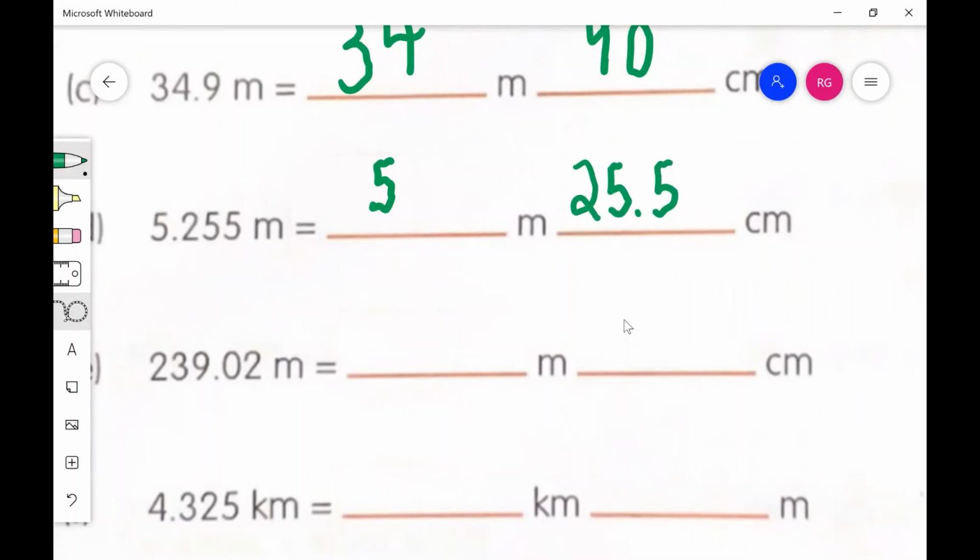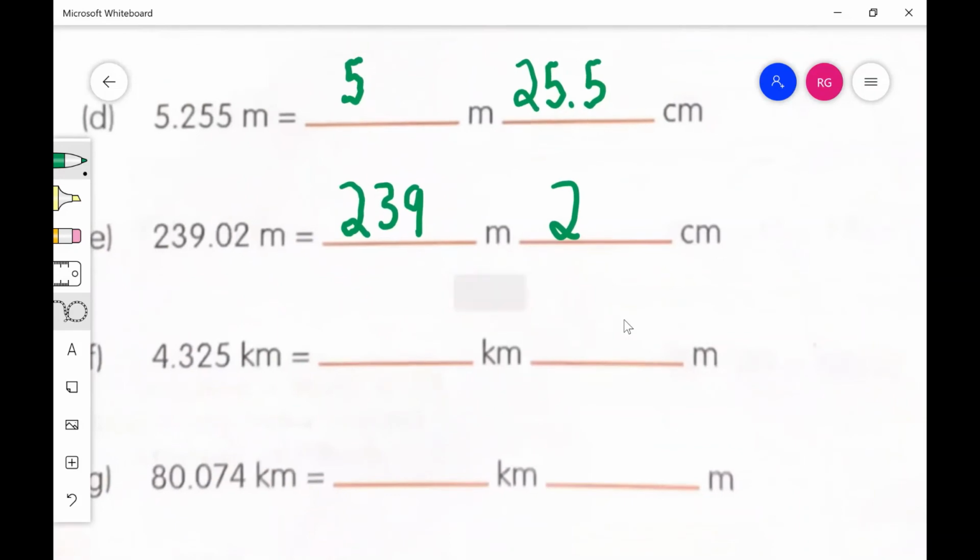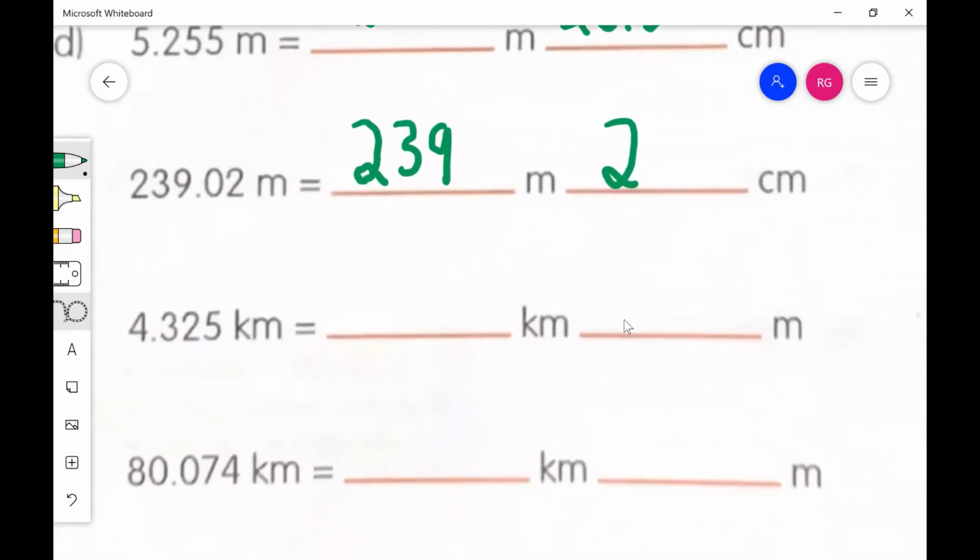Okay, and then the next one. How many meters? 39 meters. Yep. And how many centimeters is that? 2 centimeters. Yeah, great. Let's see here. For this one, 4 kilometers, and how many meters? 325. Yes, good job. All right.